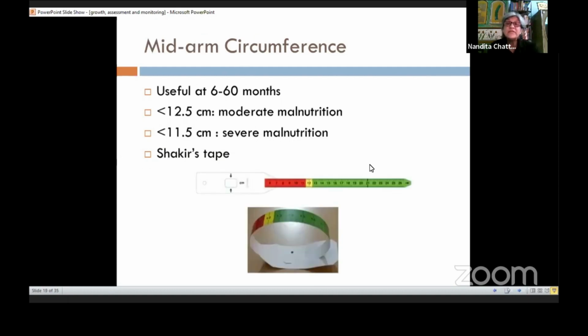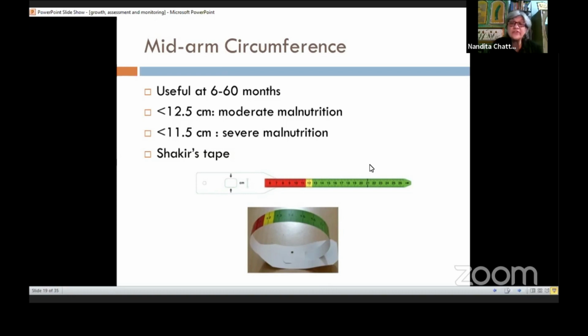Finally, coming to mid-arm circumference. Mid-arm circumference is measured at the mid-arm level. You know how to calculate it: from the acromial end to the olecranon process, midway between the two is the level where the measurement is done. More importantly, at what age is mid-arm circumference important? 6 months to 60 months, that is 6 months to 5 years. And this single measurement is an indicator of malnutrition. So that is where the importance lies.